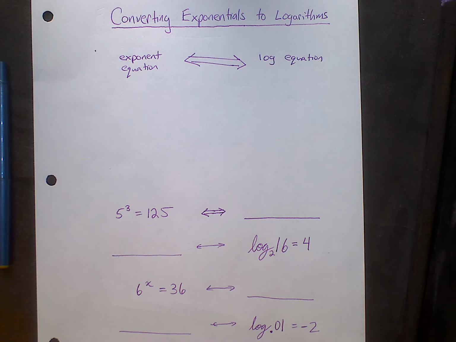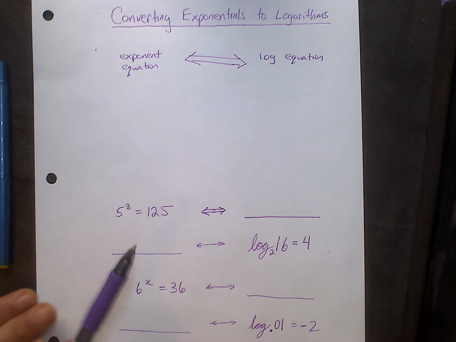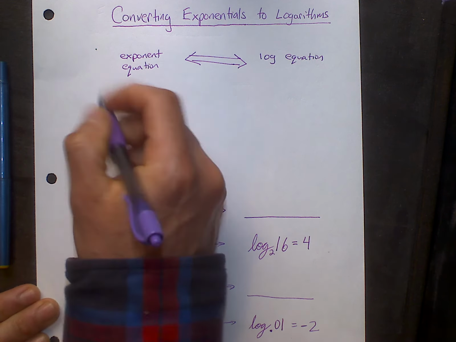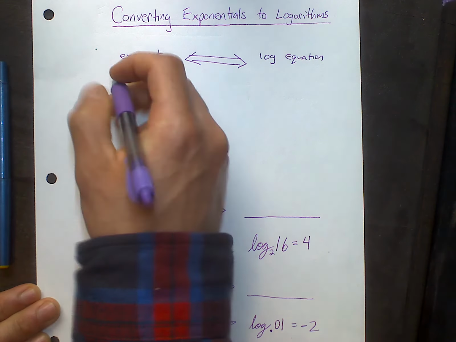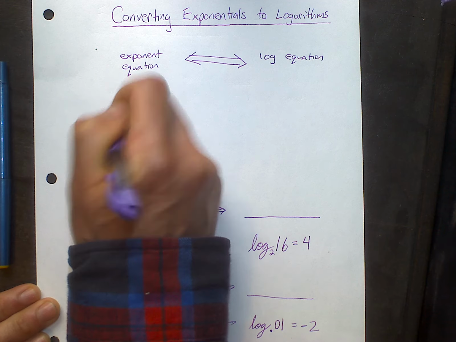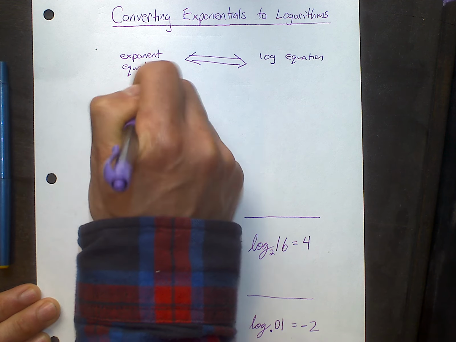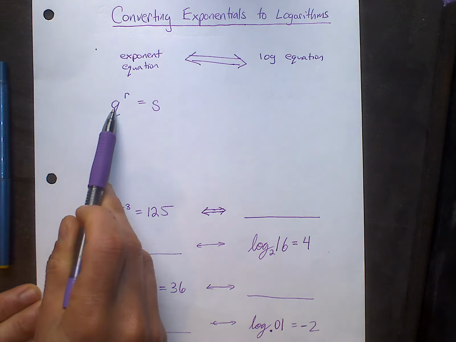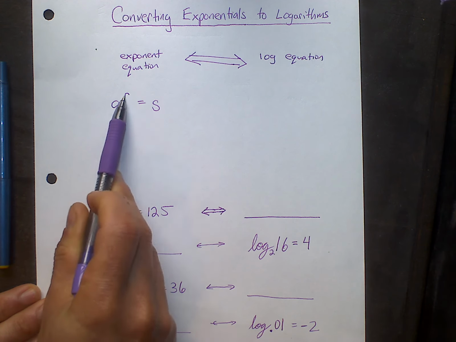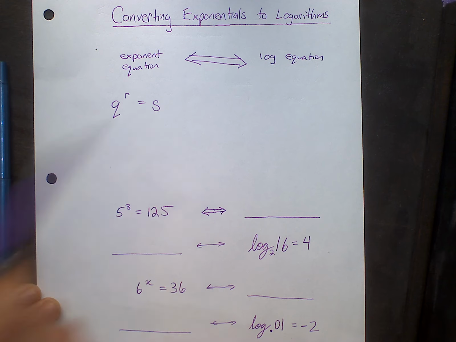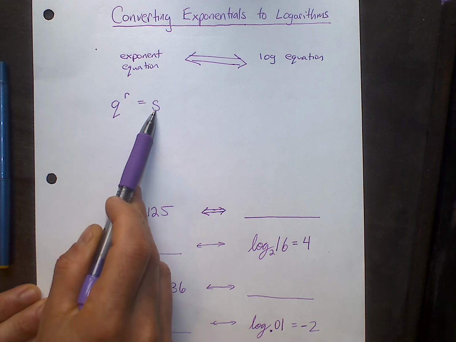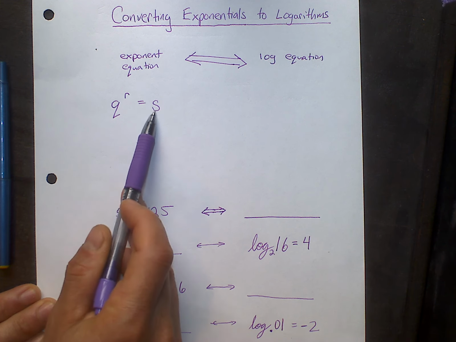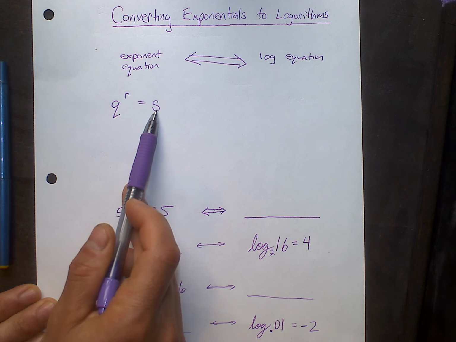Okay, in both types of equations, there's really just three parts. We're more familiar with an exponent equation, so let me start with that. I'll just arbitrarily choose three letters. Q raised to the R equals S. So we have the base, we have the exponent, and then on the other side of the equal sign, we have the output of the exponential equation. This number could be very large, it could be very small if it's a decay equation.